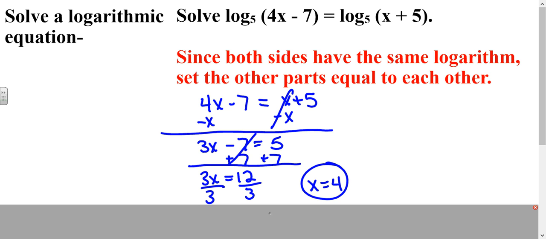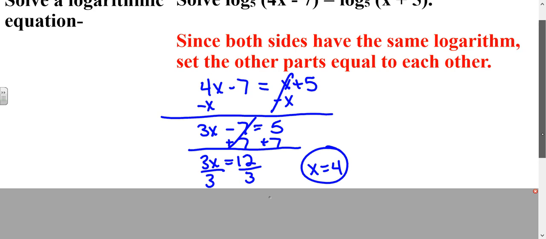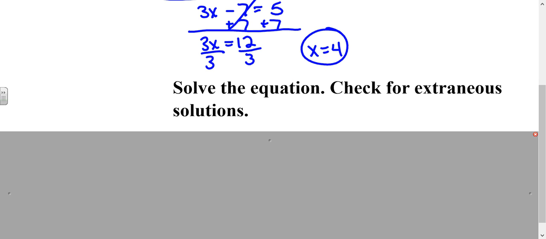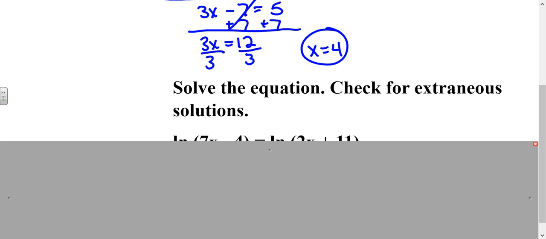And if you plug that back in to check your answer, then 4 times 4 would be 16, minus 7 would be 9. So we have log base 5 of 9. And then 4 plus 5 is also 9, so log base 5 of 9. So they equal each other on both sides. I have another example for you guys to try here, so feel free to pause the video and try this one on your own. You want to make sure that you check your solution to see if it's extraneous.